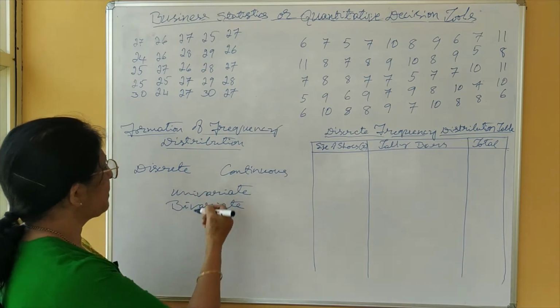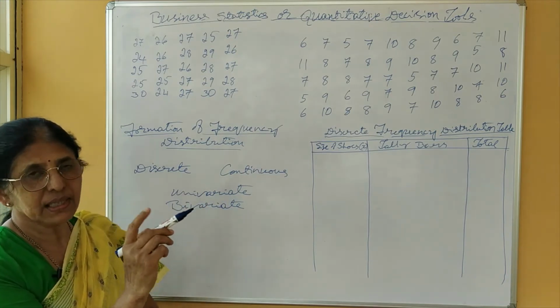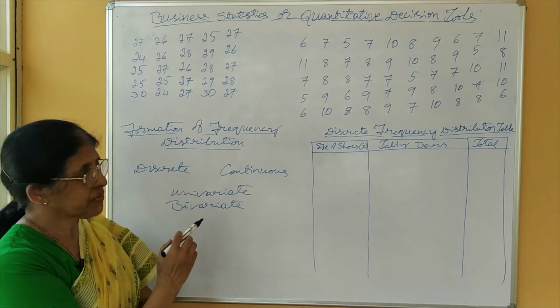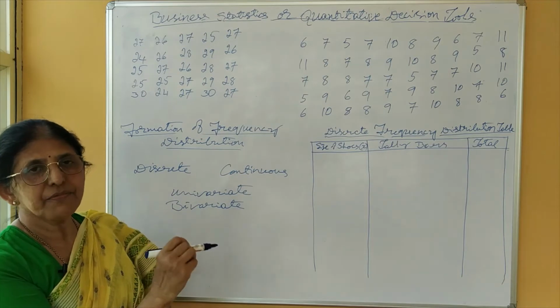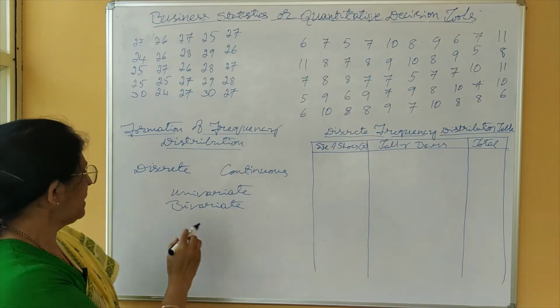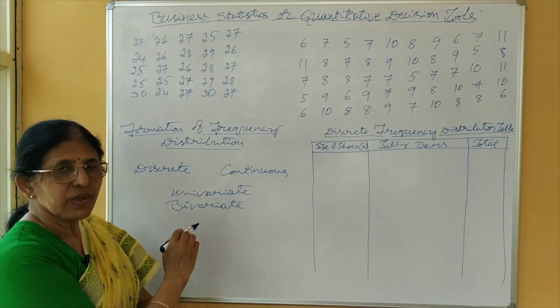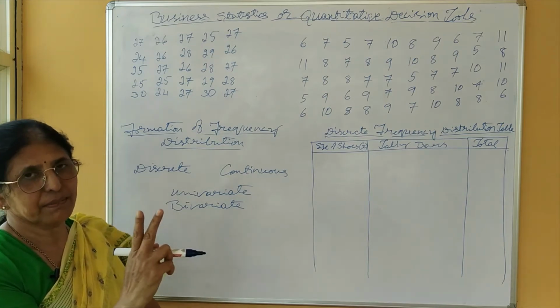Here the name itself denotes uni, one or single. In case of formation of frequency distribution under univariate, it incorporates different values of only one variable. On the other hand, in case of bivariate frequency distribution, it is going to incorporate the values of two variables.